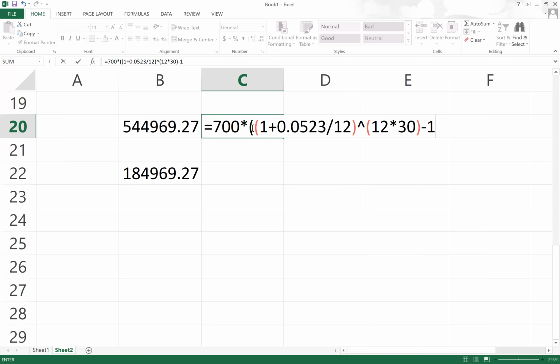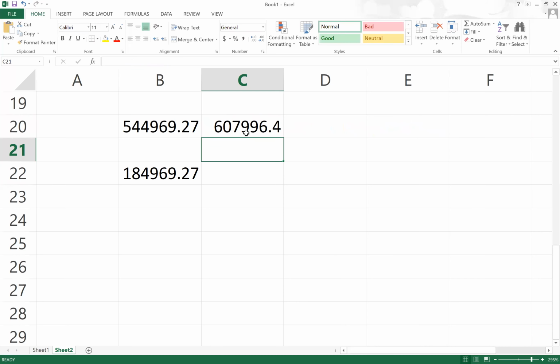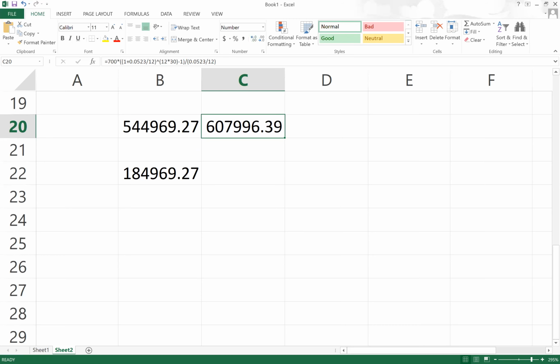And this is minus 1 divided by 0.0523 by 12. Once you input it properly, the result will be $607,996 and change, 39 cents. So actually you are totally better off with the second option. 607,996.39.